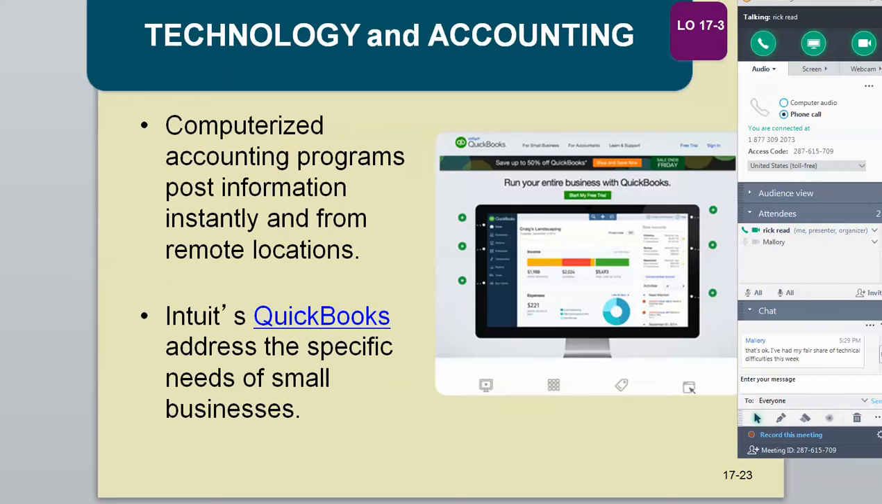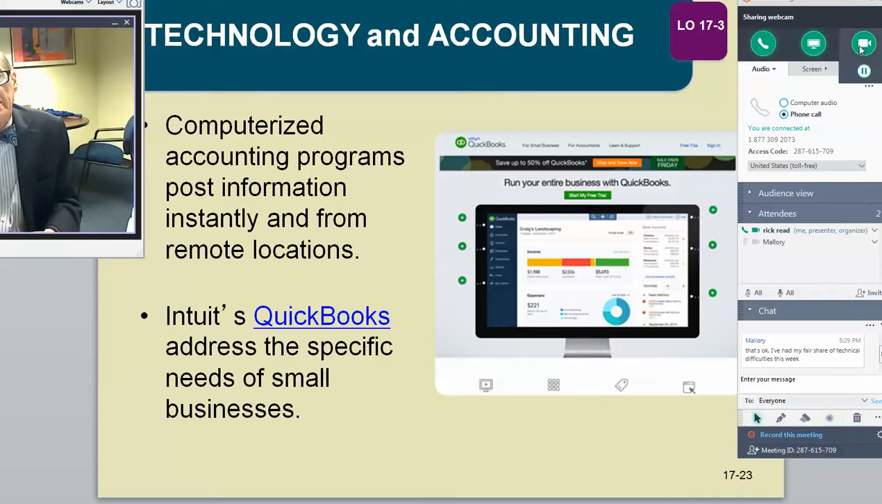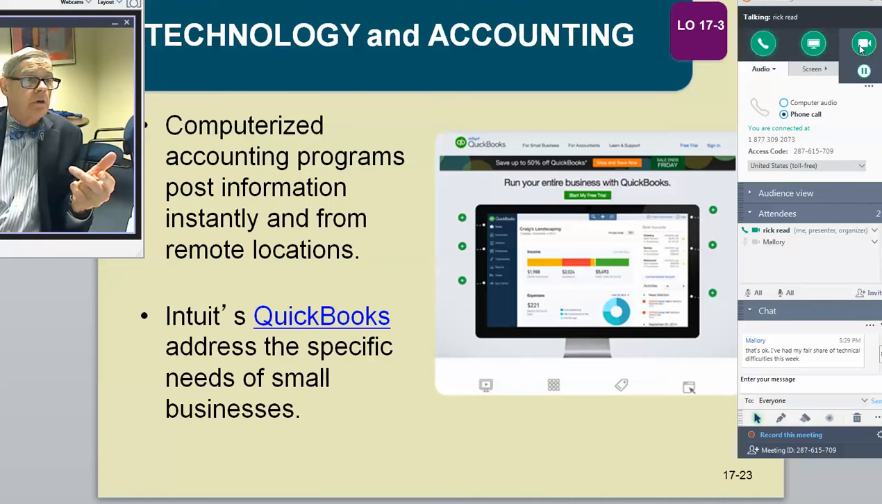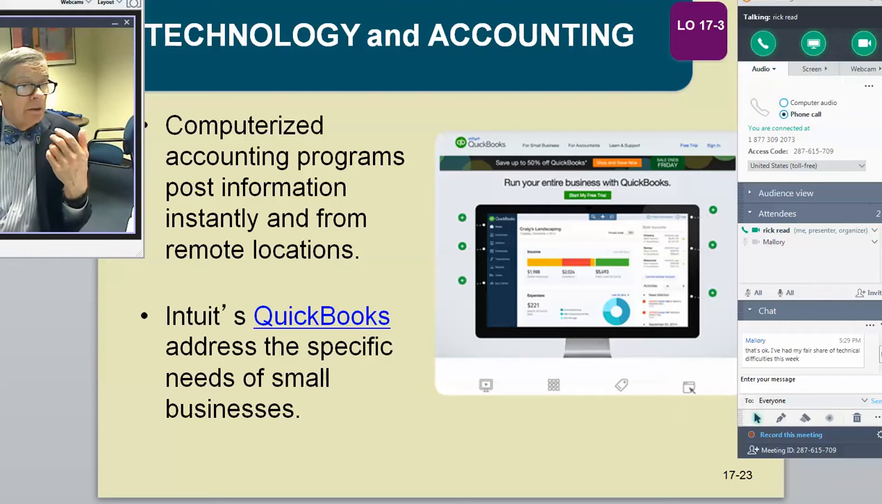Technology and accounting, I'm not going to spend too much time on that. There are a number of computer programs, especially for small businesses. There's one called QuickBooks, and another called Peachtree, that will really help you do those things, and they do them obviously a lot quicker.